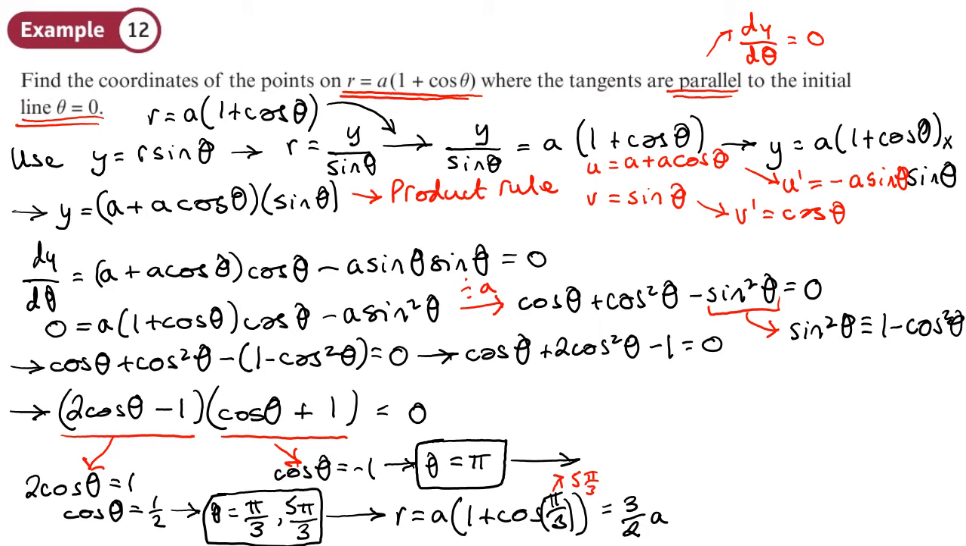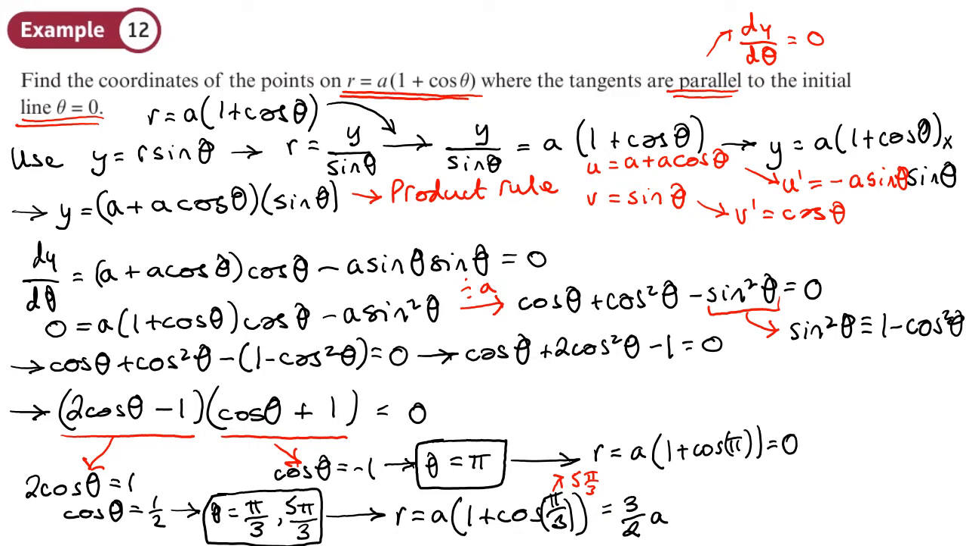And then for the second one, we'll do r equals a, and then we've got 1 plus cos pi. Now actually we know that cos theta is -1, so you could just do 1 plus -1, you could do it that way. And what that gives us is a value of 0.